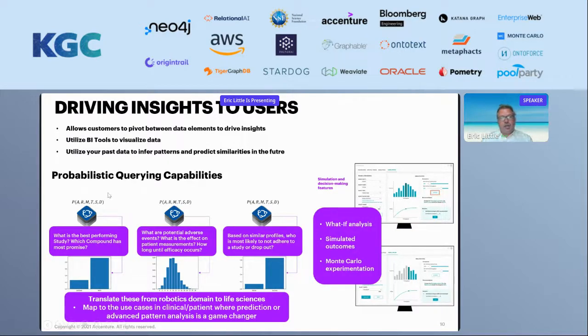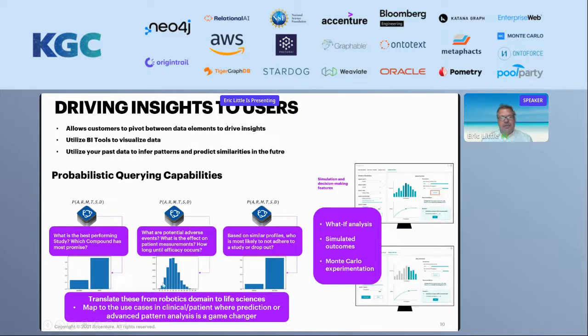And so what we're saying is, if you have probabilistic query capabilities, you maybe want to ask questions like, what is the best performing study that I'm currently running? Or which compound do I see that has the most promise in the next study? Or perhaps, what are some potential adverse events that we will see in this study based on what we've seen in similar compounds or similar studies in the past? What's the effect on the patient measurements? How long until the efficacy of this drug actually occurs, right?